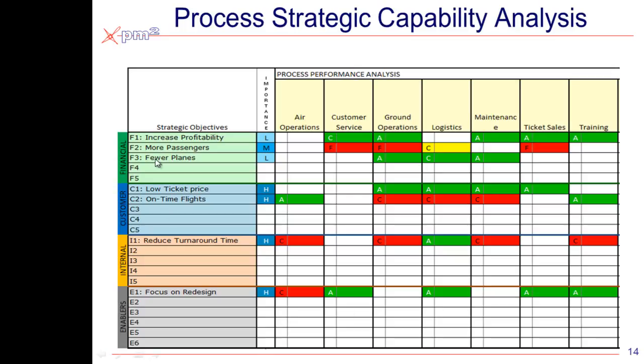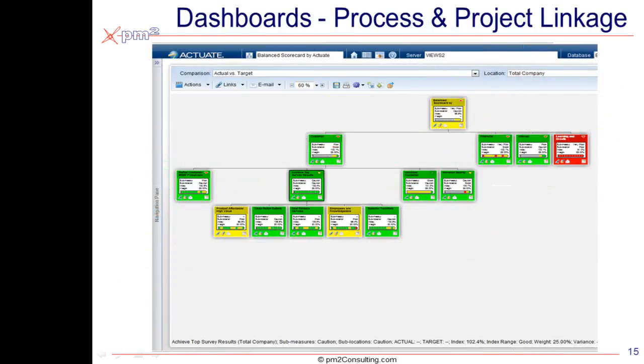In this example, if we wanted to build a dashboard around F2, more passengers, we would include indicators around customer service, ground operations, logistics, and ticket sales. So this analysis allows us to build dashboards that allow management to drill from strategic objectives to operational objectives to tactics, and eventually down to tasks.